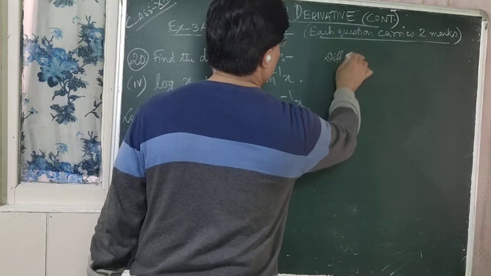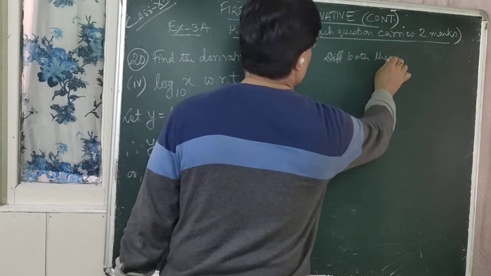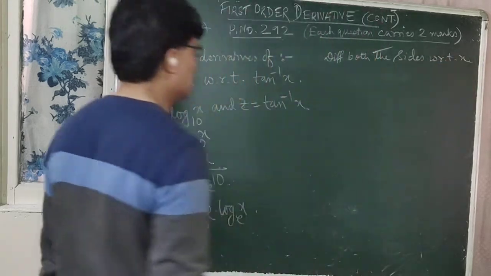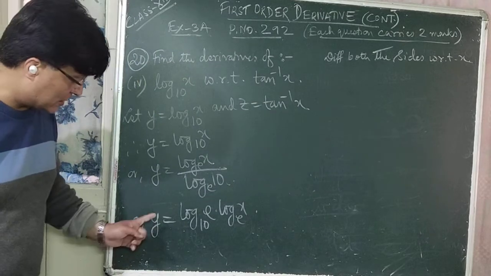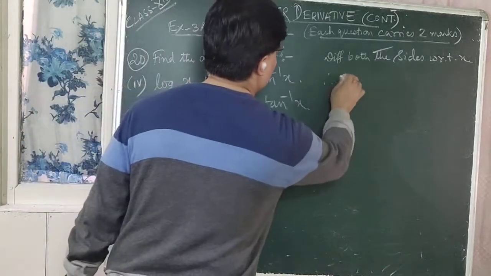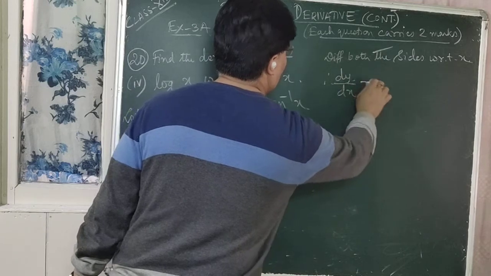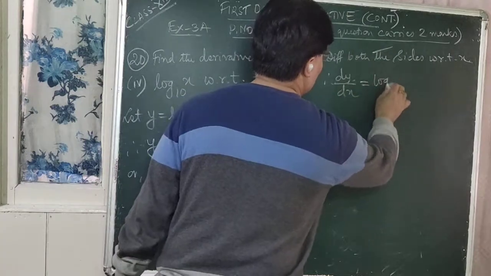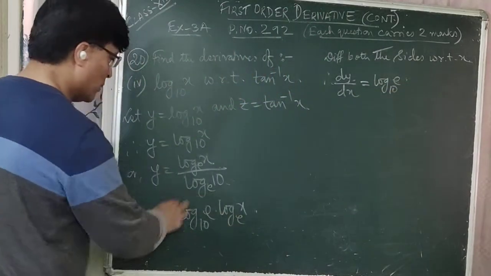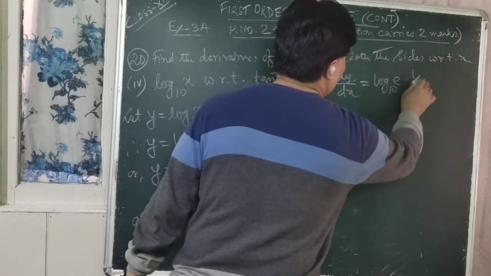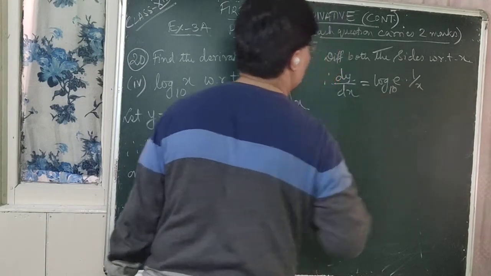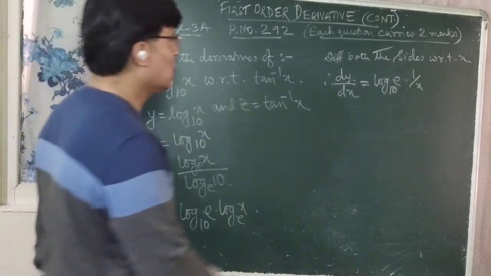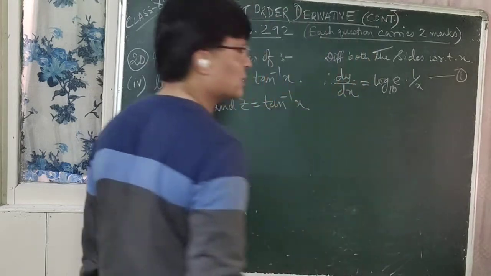So let us differentiate both the sides with respect to x. So what do we get? dy by dx is equal to, among these two, log e base 10 is a constant, so log e base 10 into, what is the derivative of log x base e? It is 1 upon x. So here log e base 10 is a constant. Let us mark it as number 1.